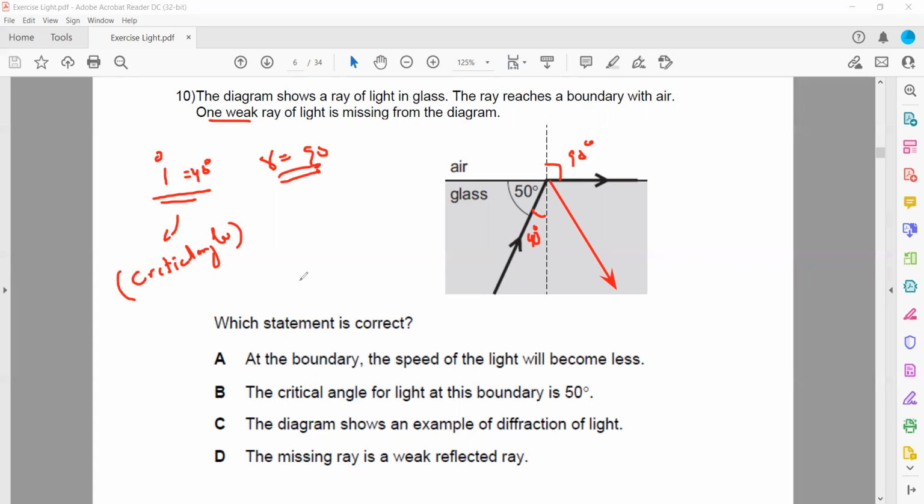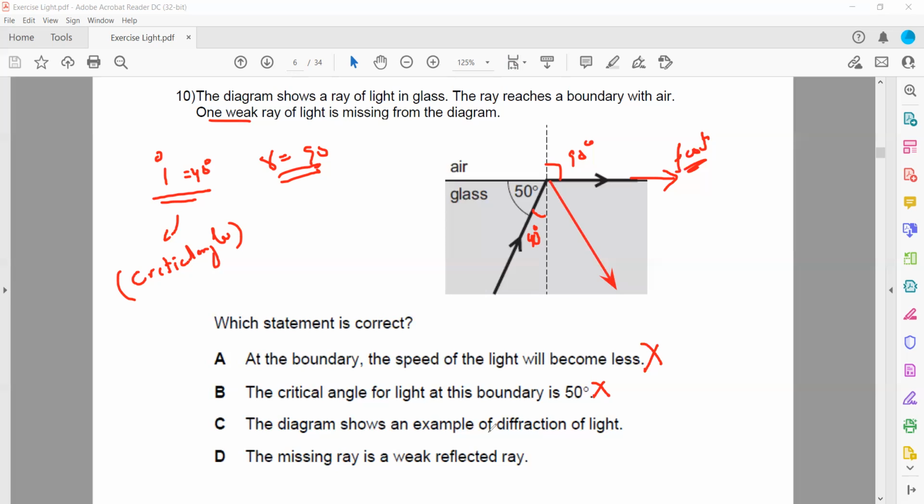Now we have to check which statement is correct. At the boundary, the speed of the light becomes less. Light is moving from glass to air. So when it travels into air, the speed will not become less, it will become faster. So A is wrong. The critical angle for the light at this boundary is 50. That is also wrong. The critical angle is not 50, the critical angle is 40.